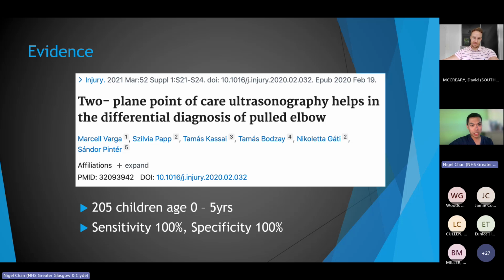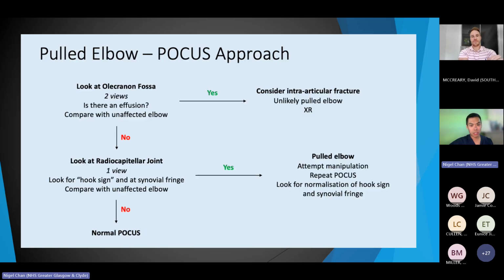From an evidence point of view, this was a paper published in 2021 using ultrasound to diagnose pulled elbow. And you see, you can't really get better sensitivity and specificity than that. And they had over 200 kids in their study.